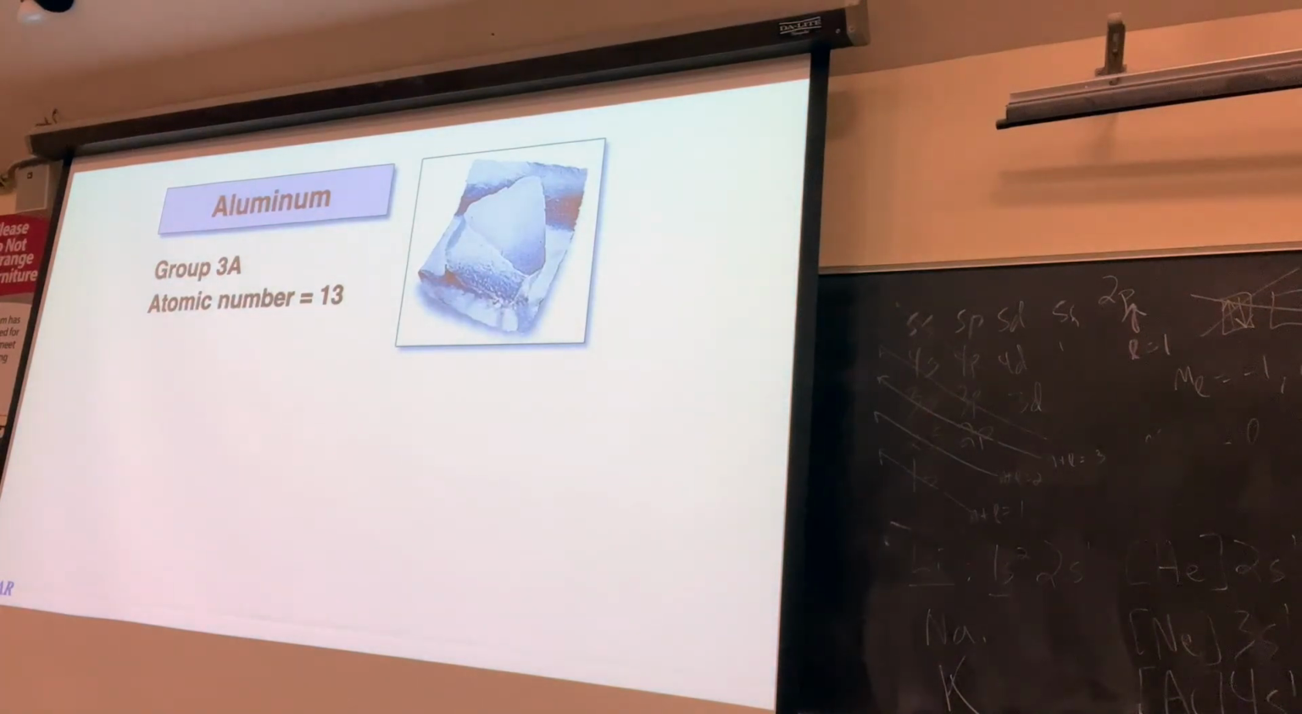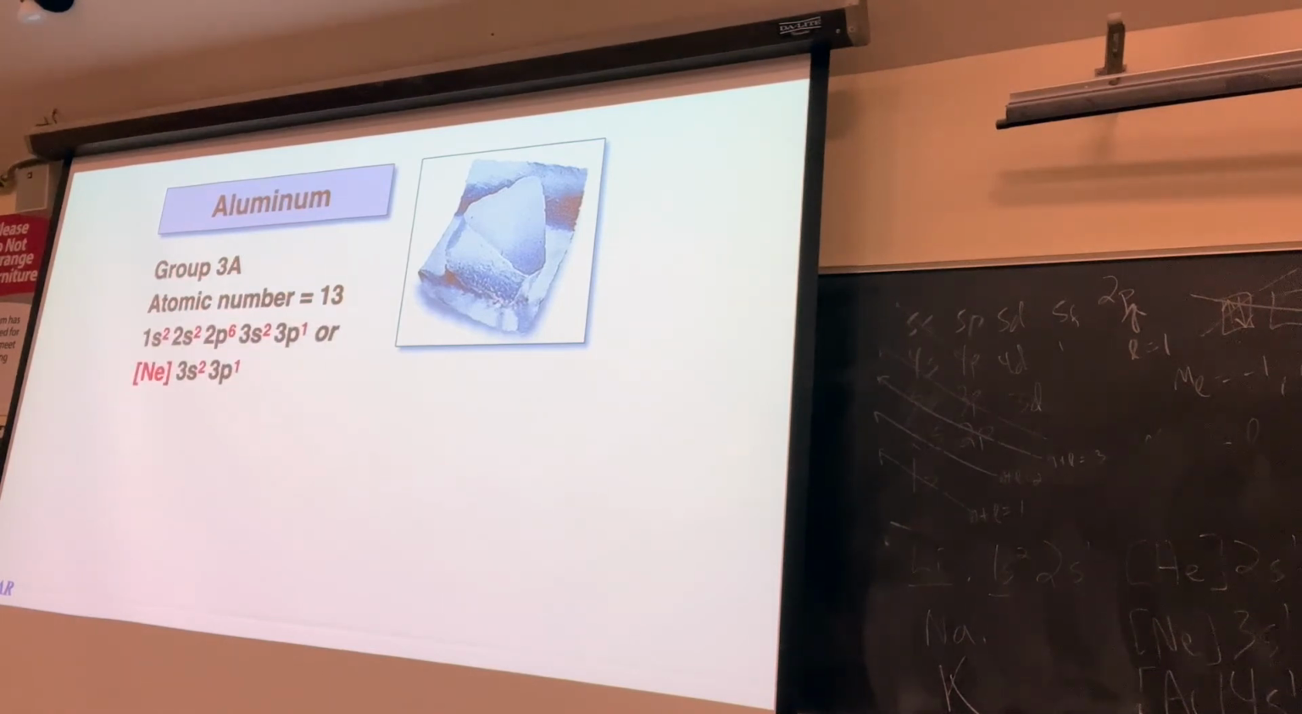Aluminum is a group 3A. It's one of the quote-unquote poor metals. 13 electrons. Getting to 2p6 was neon. 3s2 would be 2 more. So 10 plus 2, 12, that would be magnesium. 3p1 would be the configuration for aluminum.